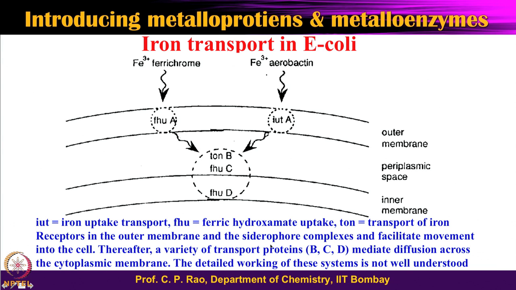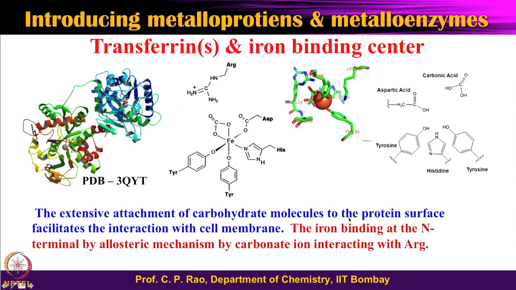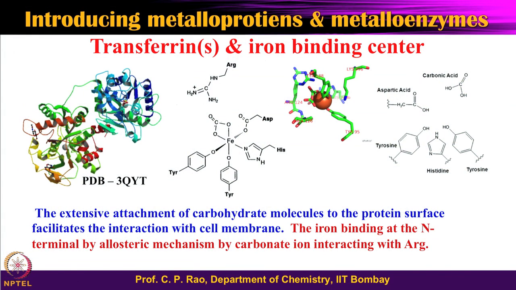The outer membrane and the periplasmic complexes facilitate the movement into the cell. Thereafter, a variety of transport proteins, these kinds of proteins are all there, and they take it into the cytoplasm. Okay. That is an important aspect to be learned. Now, let us look at the transferrin. Transferrin, as I said, a protein looks like this, a huge part here, a huge part here.